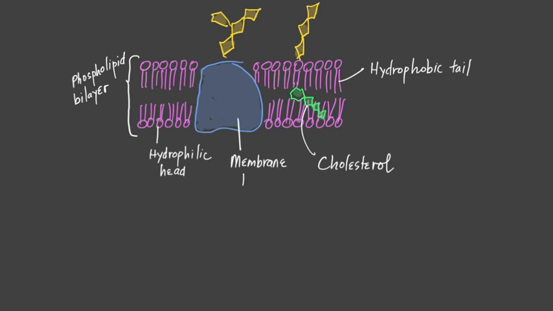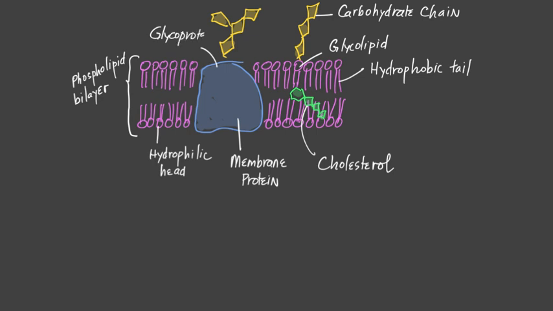Membrane protein is shown in blue here. There are many different kinds of membrane proteins. The next component is the carbohydrate chain. There are many carbohydrate chains all along the outer surface of the cell membrane. If a lipid is attached to a carbohydrate chain, we call it a glycolipid. When a protein is attached to a carbohydrate chain, we call the protein a glycoprotein.